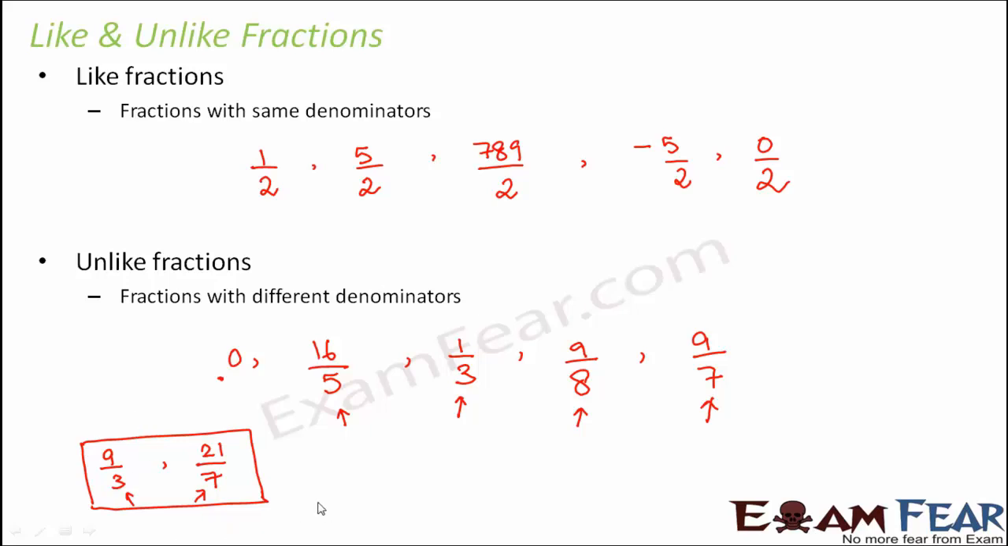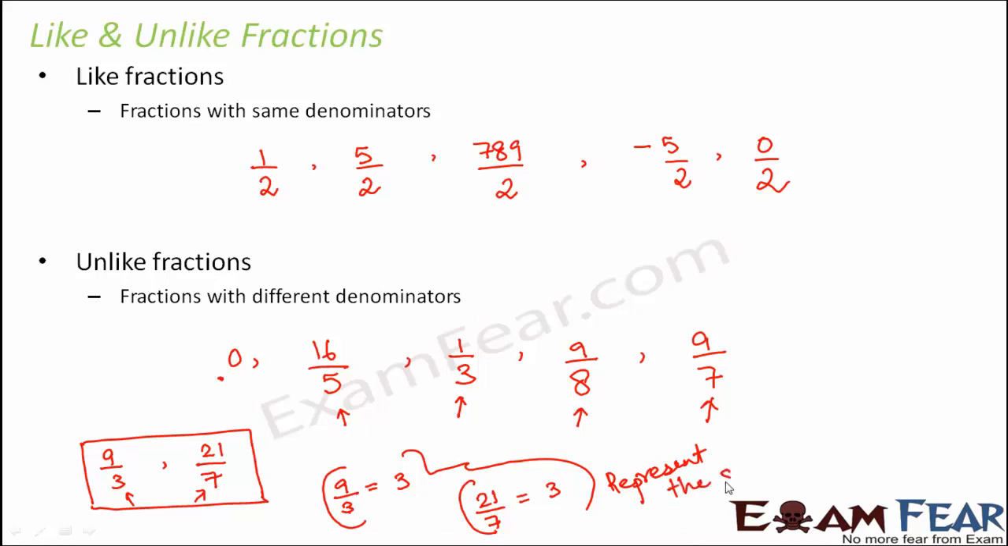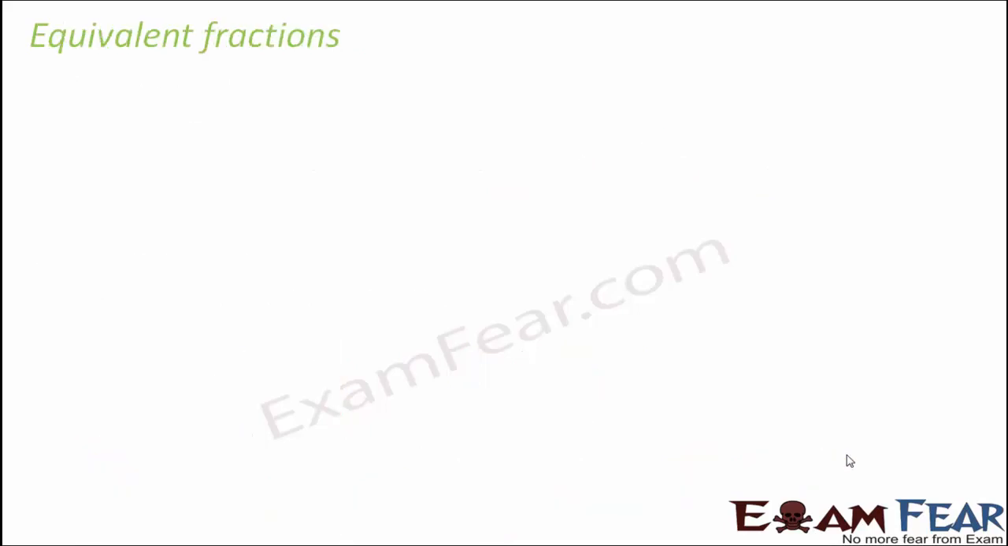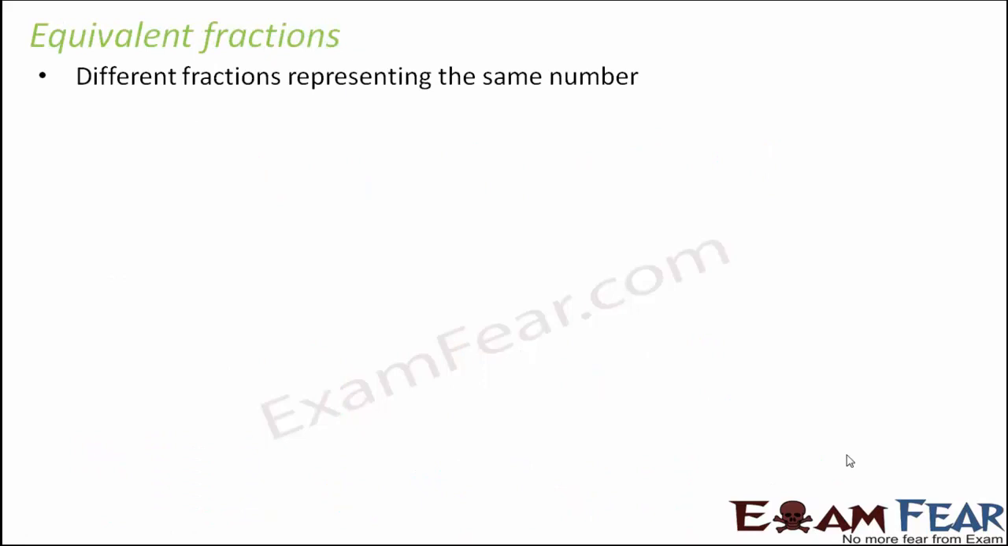You know why? When you look at 9 by 3, the value of this fraction comes out to be 3, because 3 into 3 is equal to 9. When you look at the value of 21 by 7, here also the value comes out to be 3. So basically 9 by 3 and 21 by 7 both represent the same number 3. So that means, in a way, both of these fractions are similar or equivalent, you can say. Equivalent fractions. So what are equivalent fractions? These are different fractions representing the same number.